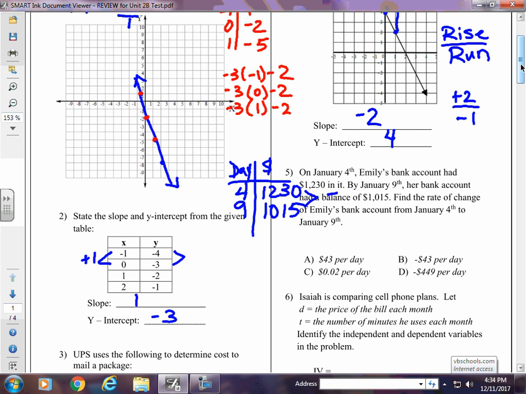And I'm subtracting $215. How do I get from 4 to 9? I'm adding 5. Remember, it's always y divided by x, so negative 215 divided by 5 will get us our answer. Negative 215 divided by 5 is going to give us negative 43, and it's dollars per day. So B would be the right answer.